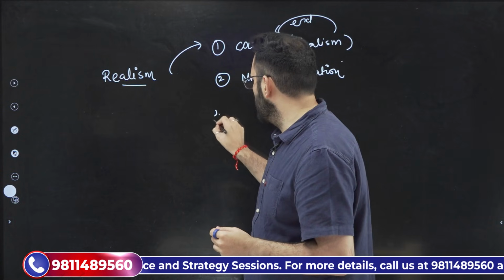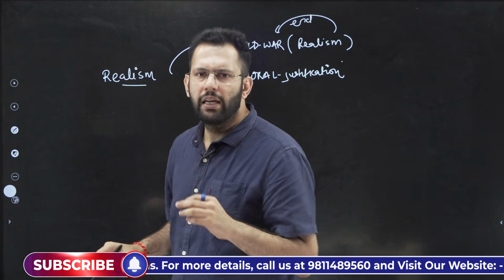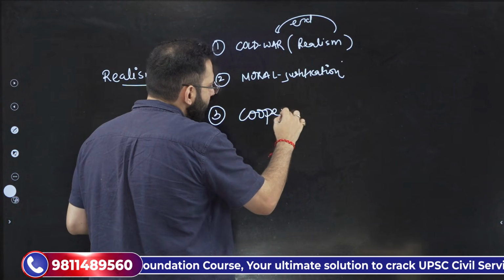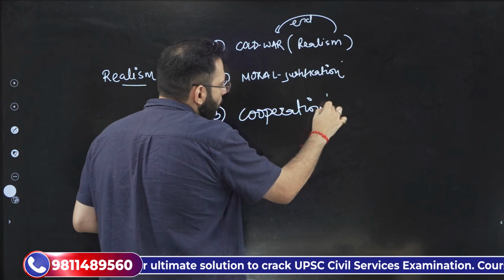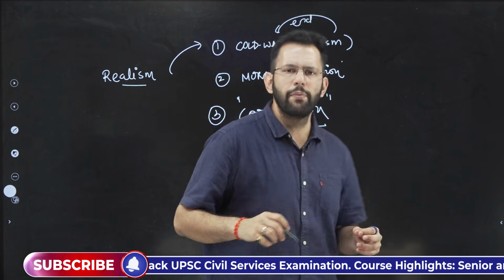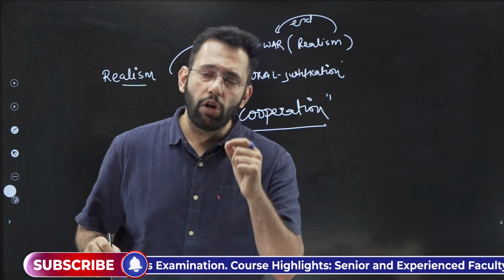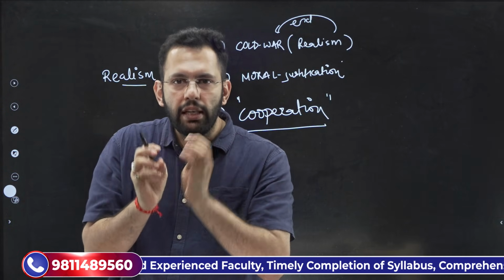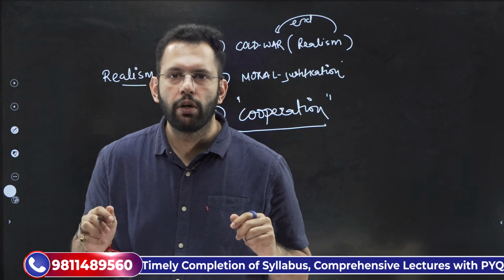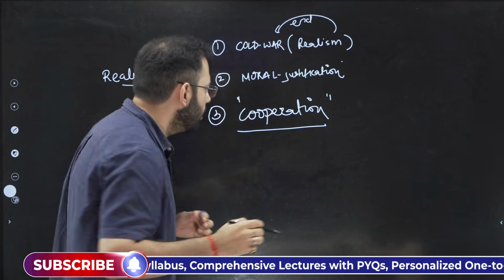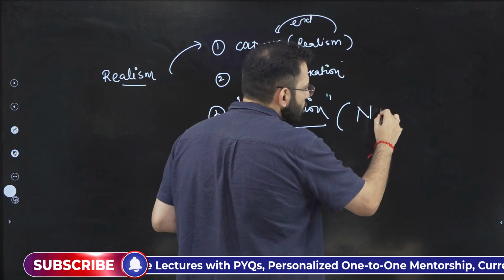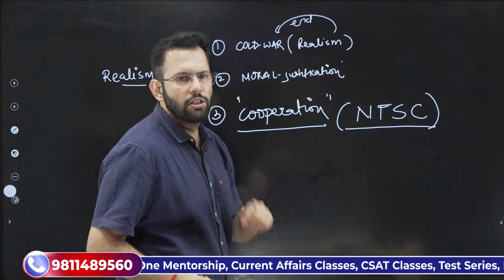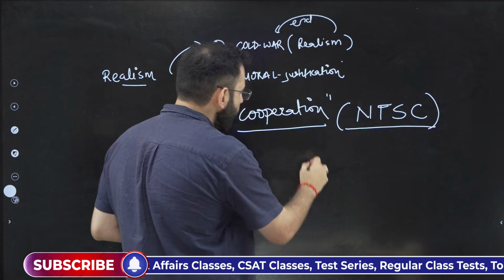And the third problem that realism faces is that it fails to acknowledge that if there is an element of mistrust, there is also an element of cooperation between the countries. Countries also cooperate with each other. And there are some emerging trends which will need cooperation from all the countries around the world. In IR, these are called non-traditional security concerns. For example, climate change.